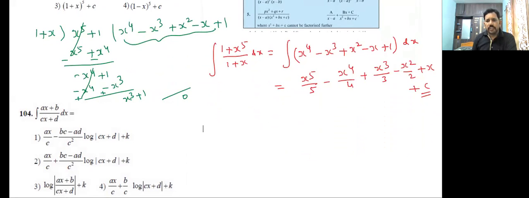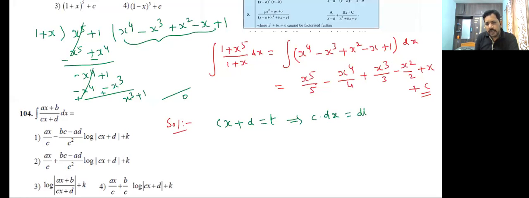See that 104 question. How to do this? Numerator and denominator both are linear polynomials. How to do that? So do one thing. Take cx plus d as t, then c into dx is equal to dt. Finally, what is dx? dx is dt by c. And here, separate the x value. How much do you get? t minus d divided by c.